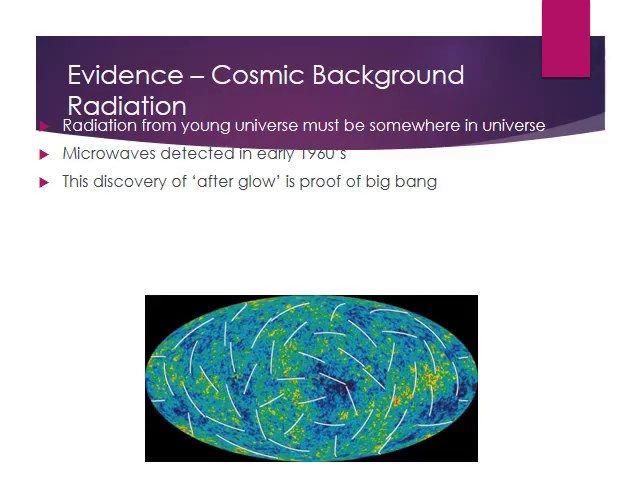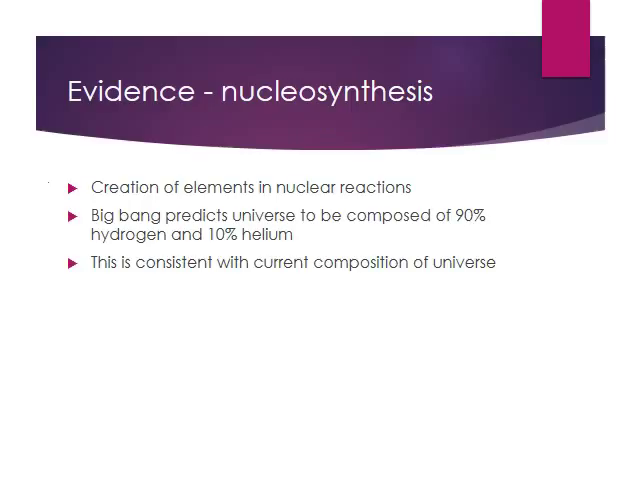So more evidence. We've already briefly looked at cosmic background radiation. The radiation from the early universe must be somewhere in the universe. Microwaves were detected in the early 1960s, and we'll recall that this was by accident, and the discovery of this afterglow is proof of the Big Bang. Further evidence exists, nucleosynthesis. So the creation of elements occurs in nuclear reactions. The Big Bang predicts that the universe would be composed of 90% hydrogen and 10% helium. These are the smallest elements. And this is consistent with the current composition of the universe.